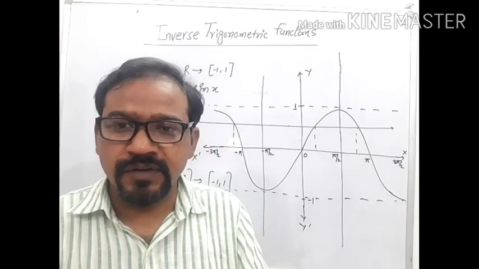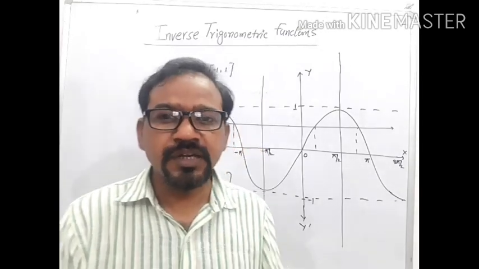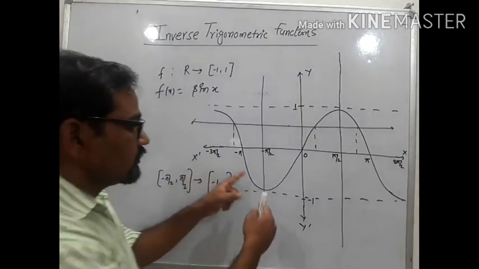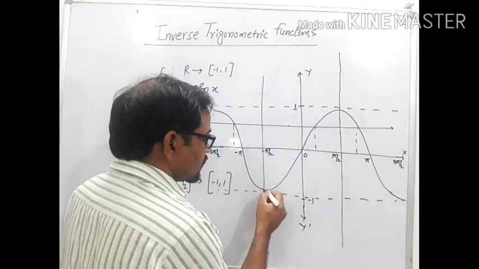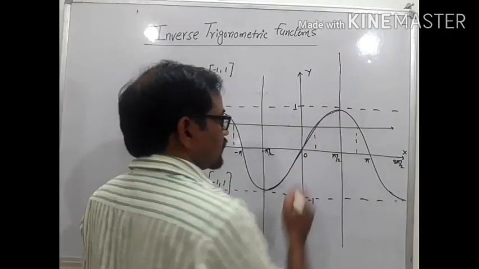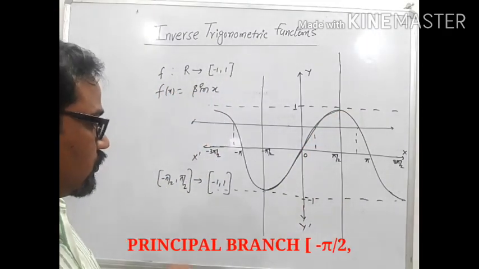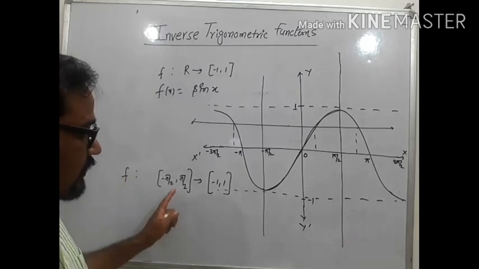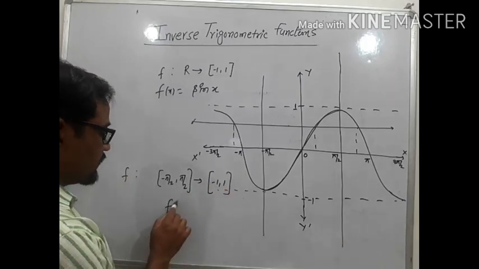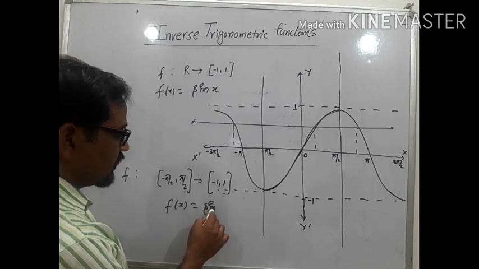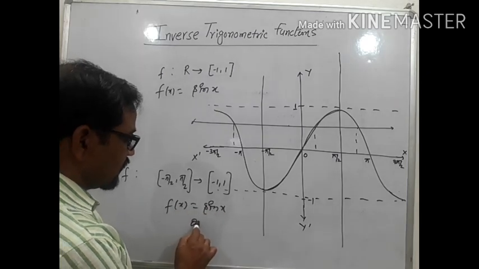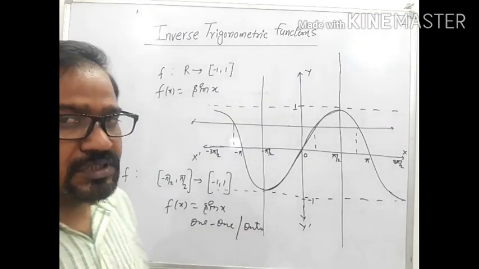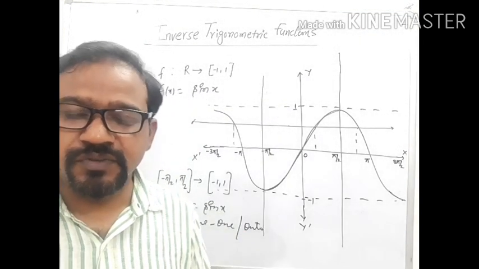So for making it one-one, we restrict its domain to minus pi by 2 to pi by 2, from this to this. It means this loop is one-one, that means one-one and onto. Therefore f from minus pi by 2 to pi by 2 to -1 to 1, f(x) equals sin x, is one-one and onto. So its inverse will exist.